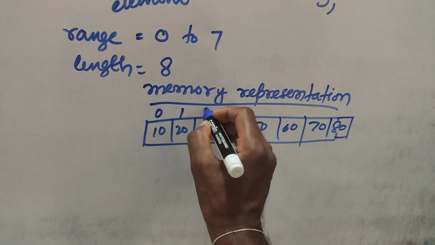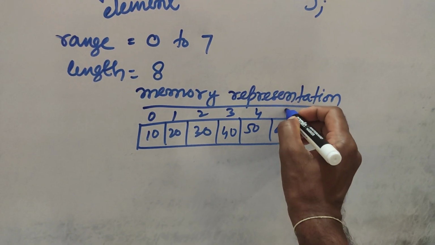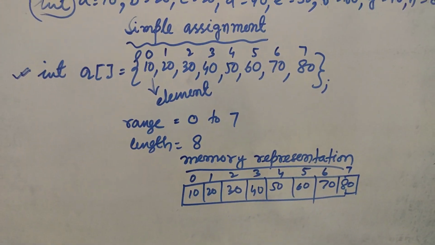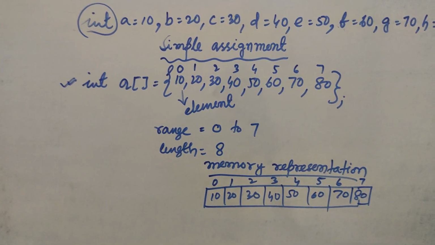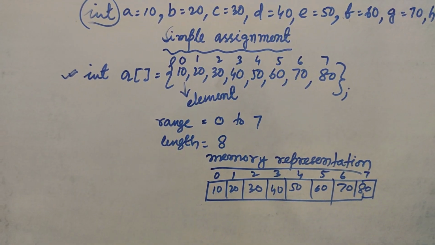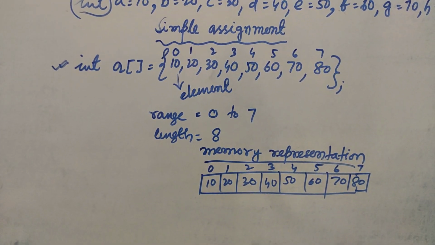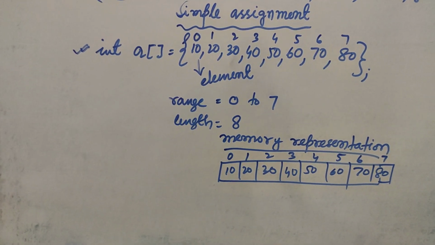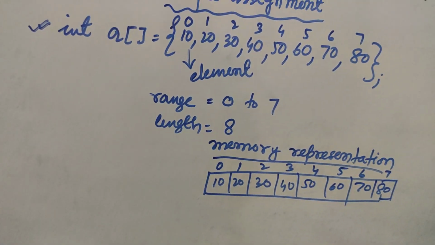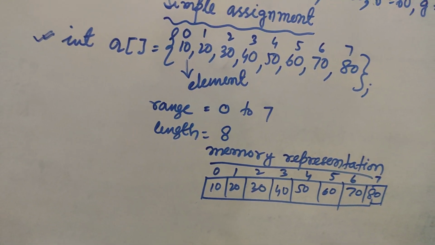Zero, 1, 2, 3, 4, 5, 6, 7. This is memory representation, still with simple assignment statements. The range of this array is 0 to 7. If it is 10, then 0 to 9, length 10. This is the memory representation. Now, how will the computer bring the value of the variable?